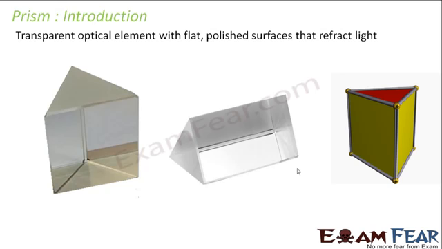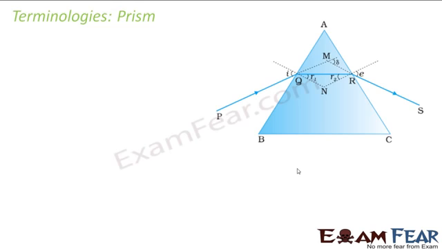I am not talking about reflection here, I am talking about refraction. Refraction takes place here because there is a change in medium, as the prism is made up of glass. The change in medium is encountered when a light ray enters from air into the prism, that is, it changes its medium from air to glass. Similarly, when it goes out of the prism, it changes the medium from glass to air. Right? Now let us look at some of the terminologies related to a prism.